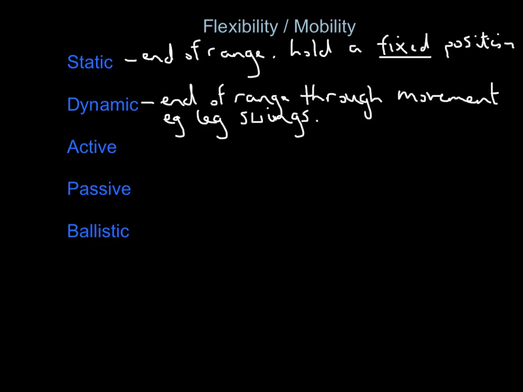So dynamic stretching is opposite to static. Again, we're going to end of range. If you're not taking the muscle to end of range, you're not stretching it, but you do it through movement. So leg swings, arm swings, things like that. So keep emphasising this. I've got to take it to end of range.